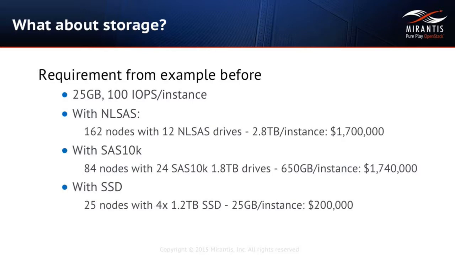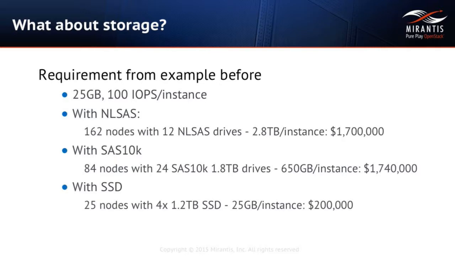So you have to branch out and have a huge number of spindles, which produce a lot of operational cost. They cost a lot to buy. You can see this is a $1.7 million Ceph cluster. The reason being that you are basically provisioning 2.8 terabytes per instance just to hit your IOPS number.